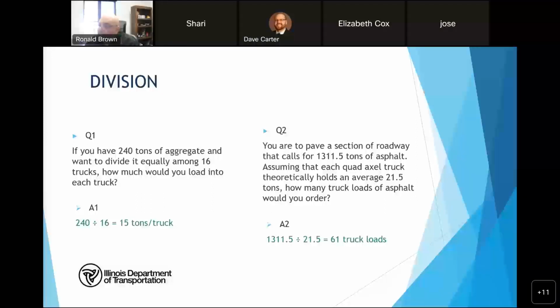You would divide 1,311.5 by 21.5, which would equal 61 truckloads you would need to order for this roadway project.